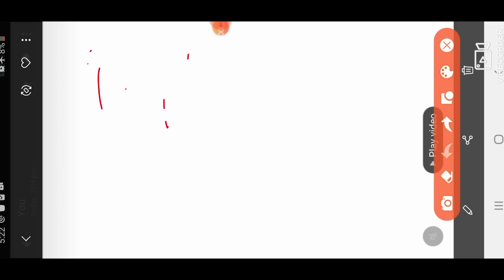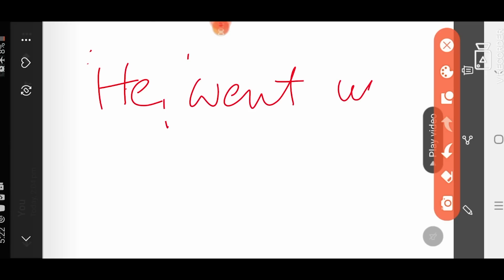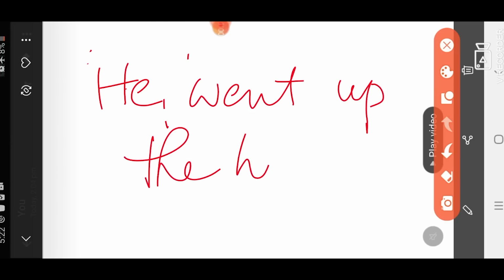He went up the hill. Where did he go? He went up the hill. Okay, that denotes a direction.